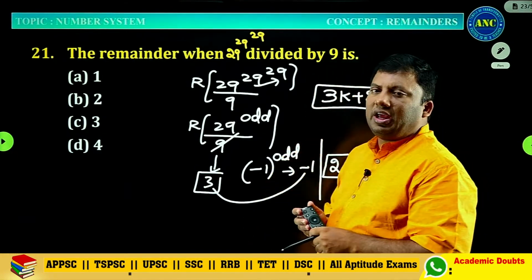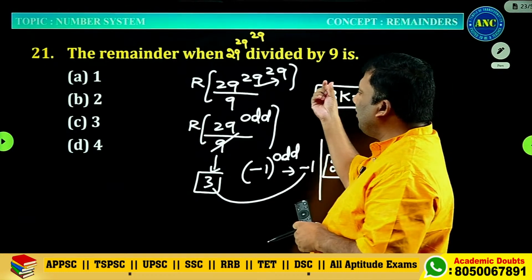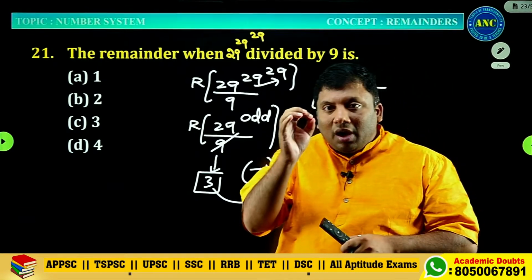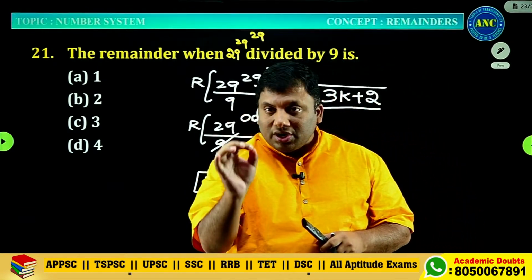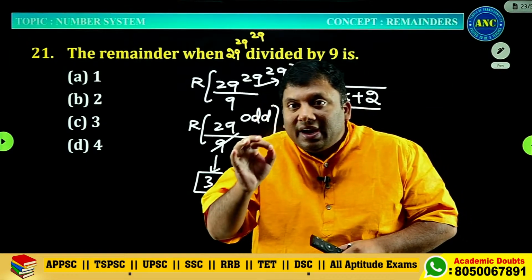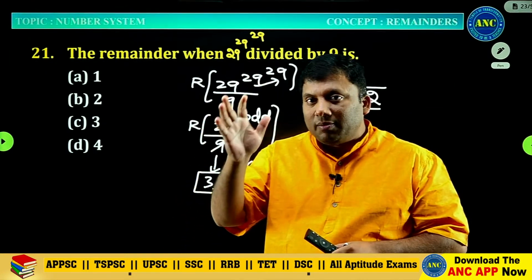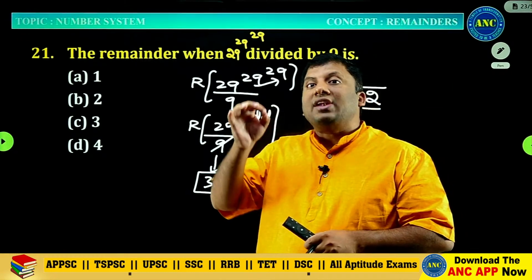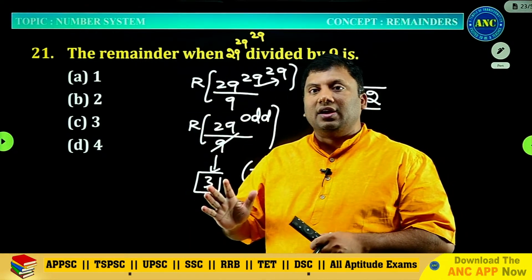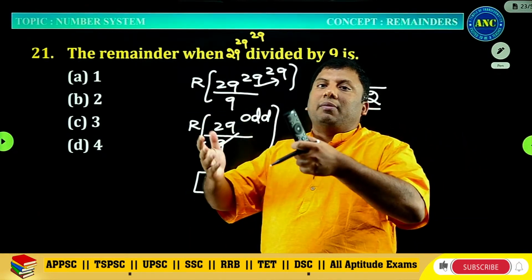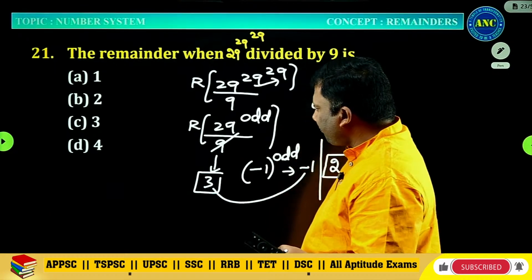29 power 29 power 29 divided by 9. If the denominator is a composite number, to eliminate incorrect answer options we will use the Chinese remainder theorem. How answer options can be eliminated before solving the remainder itself is what we are discussing.